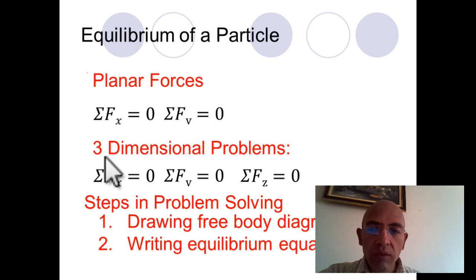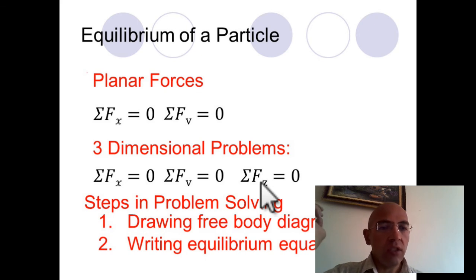For a general problem in 3 dimensions, we have one more equilibrium condition. Certainly we have the sum of the forces in x direction has to be equal to 0. The sum of the forces in y direction has to be equal to 0. And the third equilibrium equation is the sum of the forces in z direction has to be equal to 0.